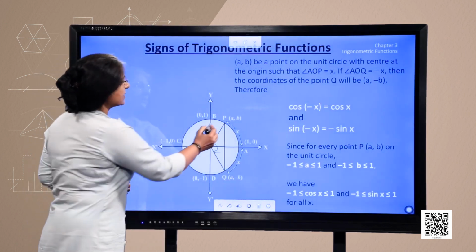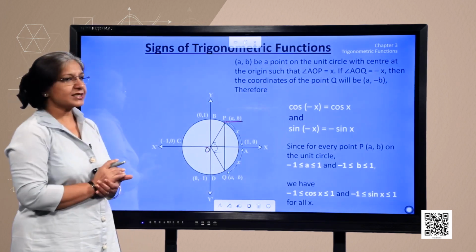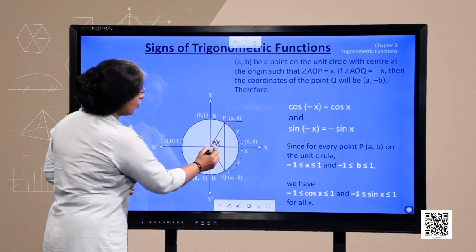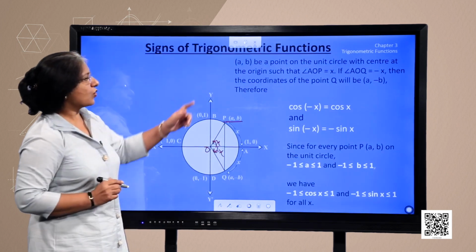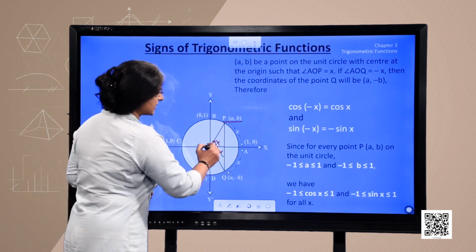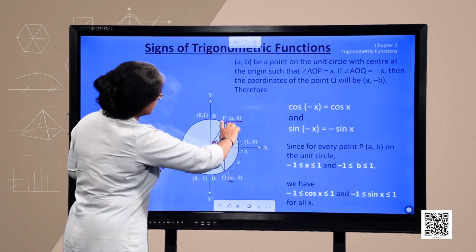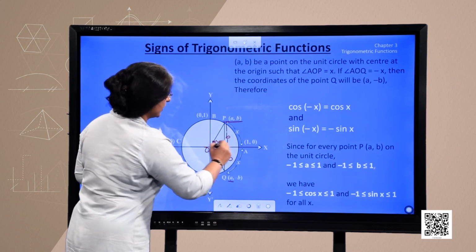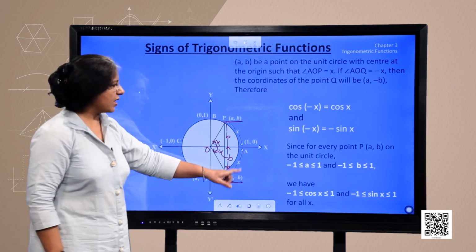Now, since P is any point on the circle with origin O such that angle AOP is x, and if we take angle AOQ clockwise, this is minus x, right. The coordinates of the point Q will be a and minus b, because here the x axis is positive, therefore, this will remain a only, but since the y axis is downward here, this makes it minus b. This was b vertically and downward it is minus b. Therefore, coordinates of Q are a comma minus b.